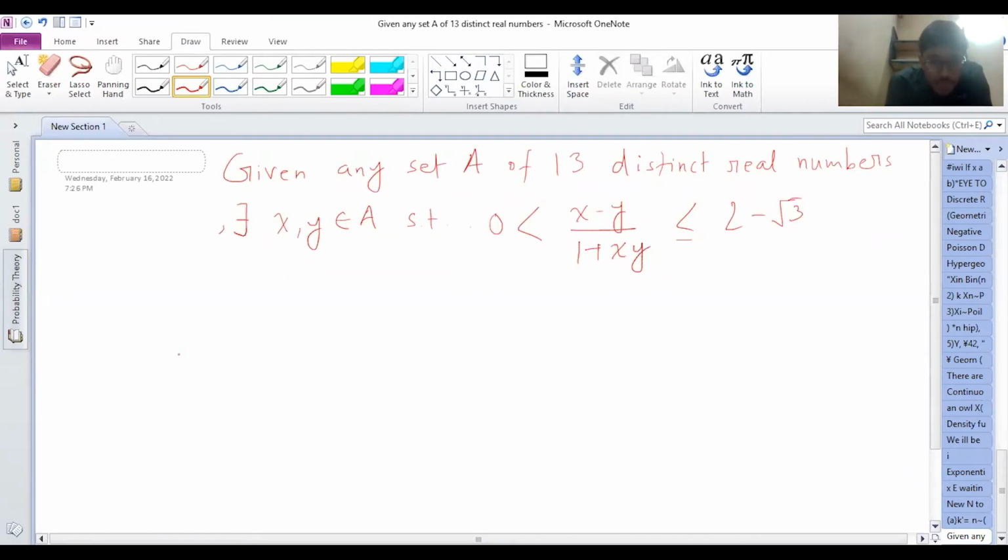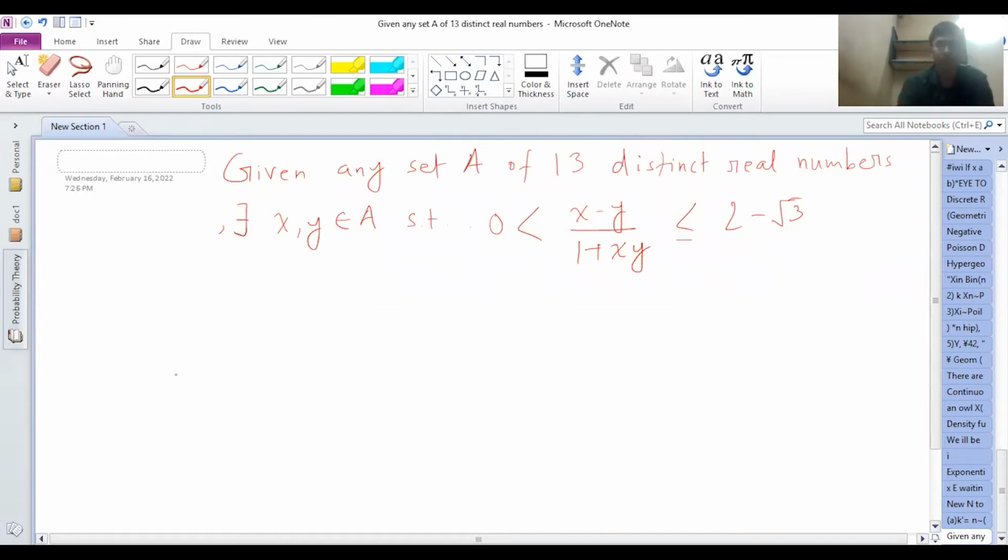So today we will see an interesting application of the pigeonhole principle. The problem goes like this. Given any set A of 13 distinct real numbers, there exist two numbers x and y such that 0 is less than (x minus y) divided by (1 plus xy), which is less than or equal to 2 minus root 3.